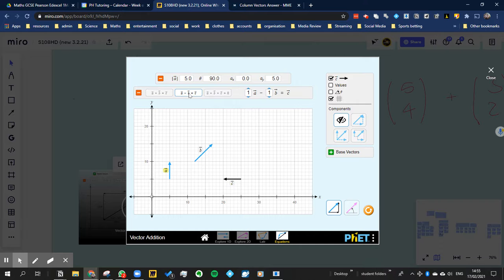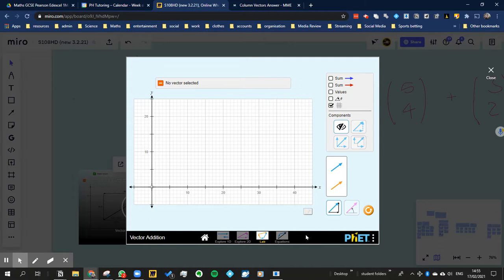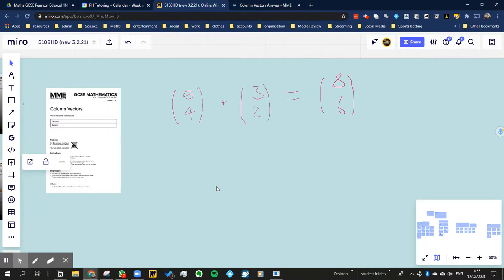Okay, let's try this one. If you play around with this thing here, you'll probably find it quite useful, it'll demonstrate what I'm saying. Maybe if I just draw it over here instead for now. So that's how we add them.